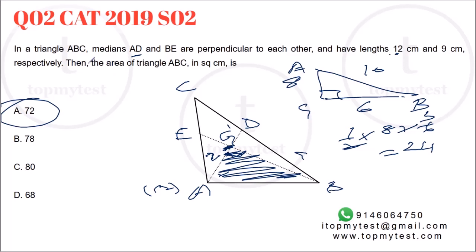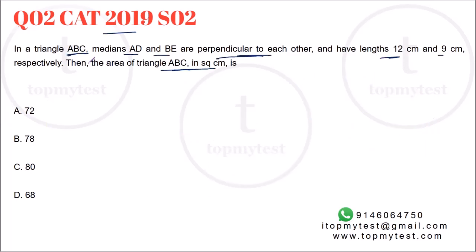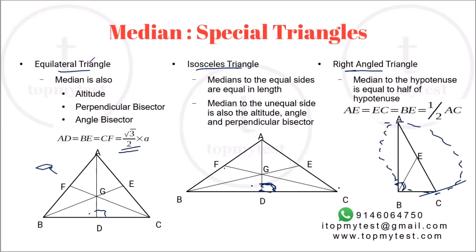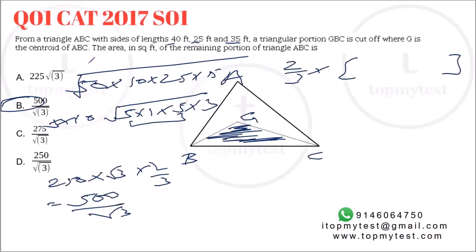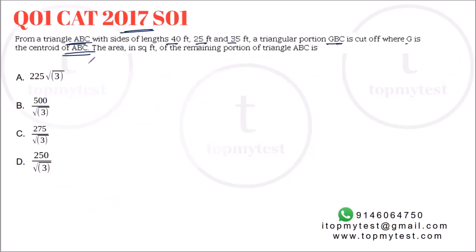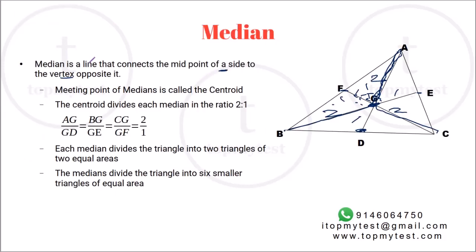Now, again, you don't need to know rocket science in order to solve questions on medians. All you need is a basic idea of what a median is, and how it divides a triangle into different parts and equal shapes. Apply the basic concepts, figure out what it is. If you can find a special triangle, that can probably reduce the difficulty of the question. But even if you cannot, just use the basic concept. Medians are used pretty commonly in the CAT examination. Please do go through the basics of medians, centroid, etc.